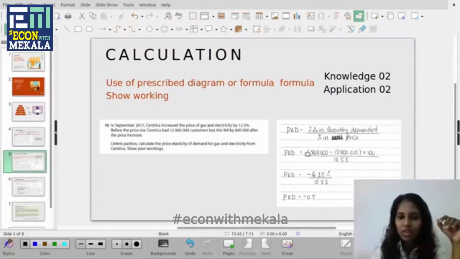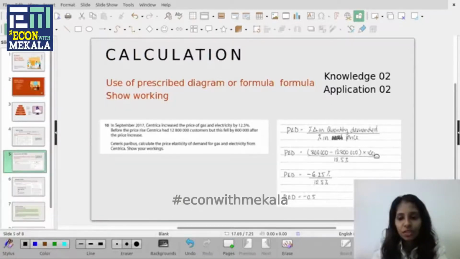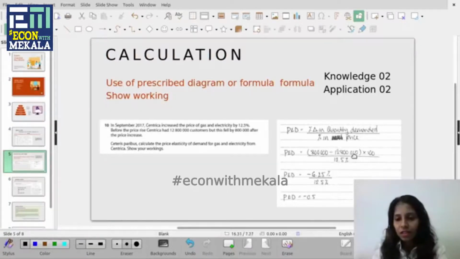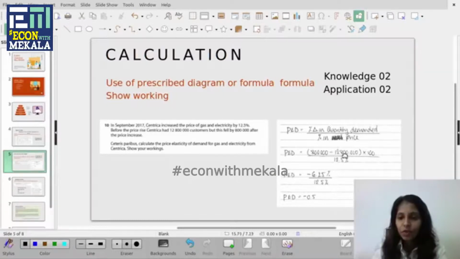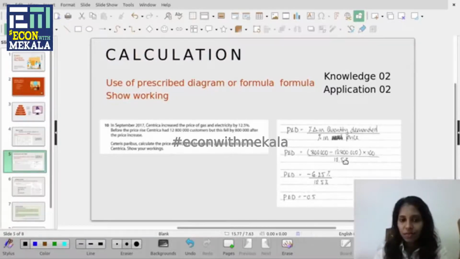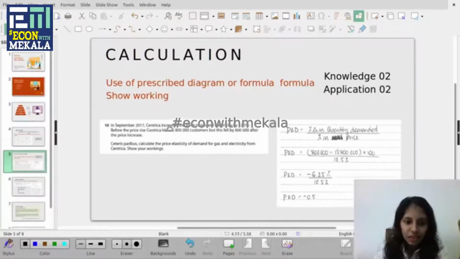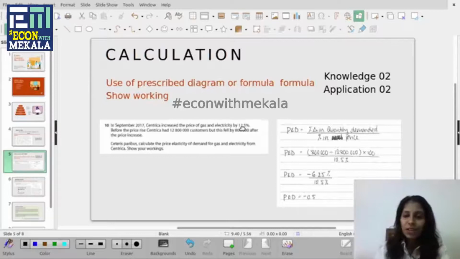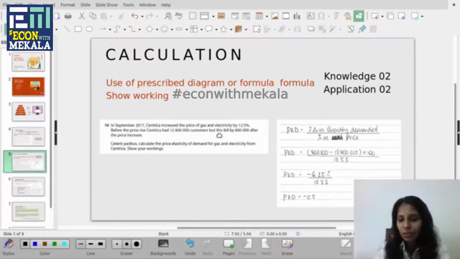So you can see the student has applied the data given in the question here. So PED, 800,000 is the difference. The original demand is 12,800,000 multiplied by 100. Here, percentage change in price, he hasn't done the calculation because the information is directly given here. It has said Centrica increased the price of gas and electricity by 12.5%. So you don't need to do that math because they have done it for you. So he has straight away applied 12.5.